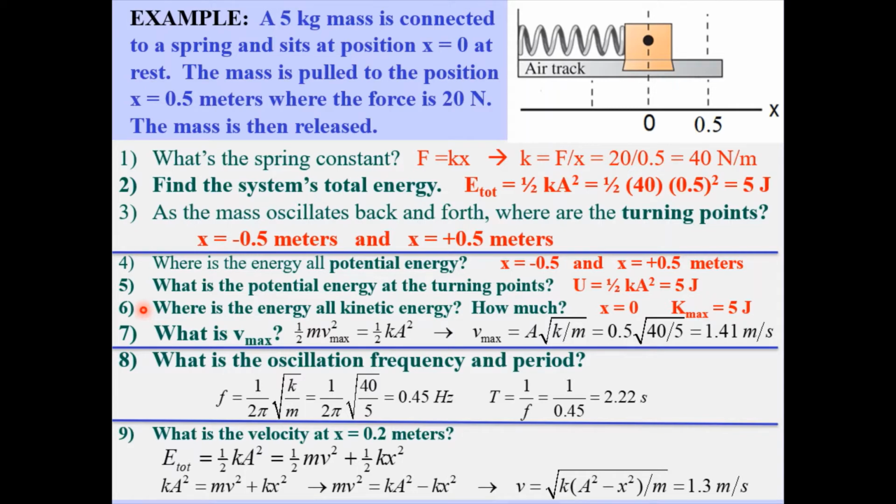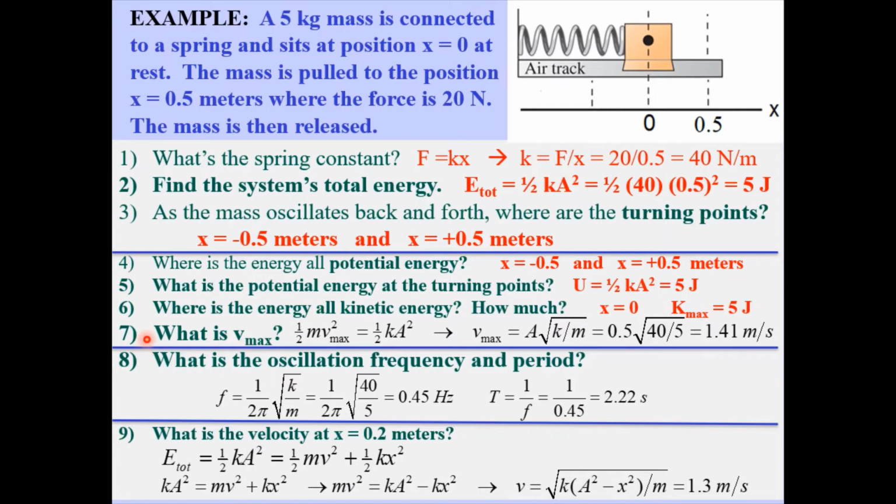Question number 6, where is the energy all kinetic energy, and how much kinetic energy is there at that position? Well, remember that when we have all kinetic energy, that means there's no potential energy. So the spring must be relaxed at that point, and that happens here at the origin when x is equal to 0. The energy here must be the same as the energy here and here because of conservation of energy. So the total energy of the system is 5 joules, so that is our maximum kinetic energy as well.